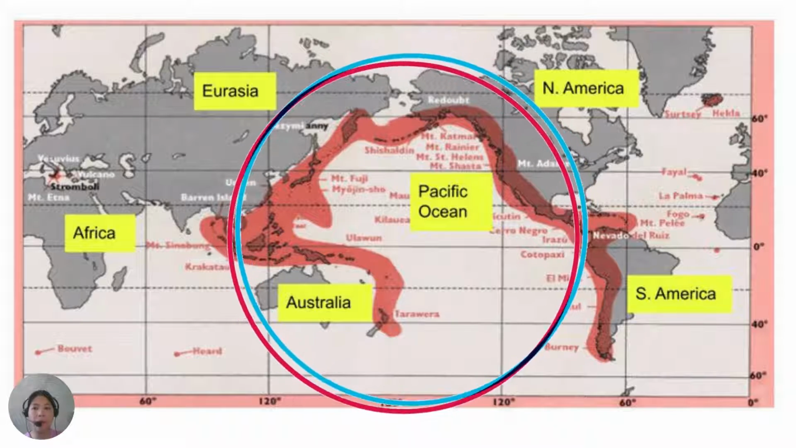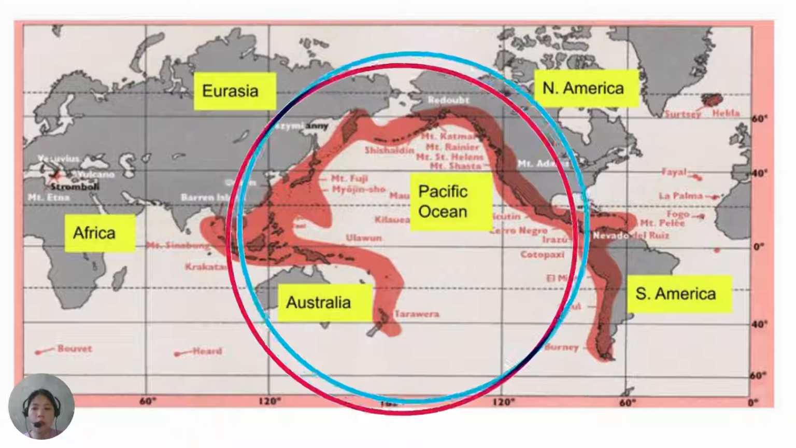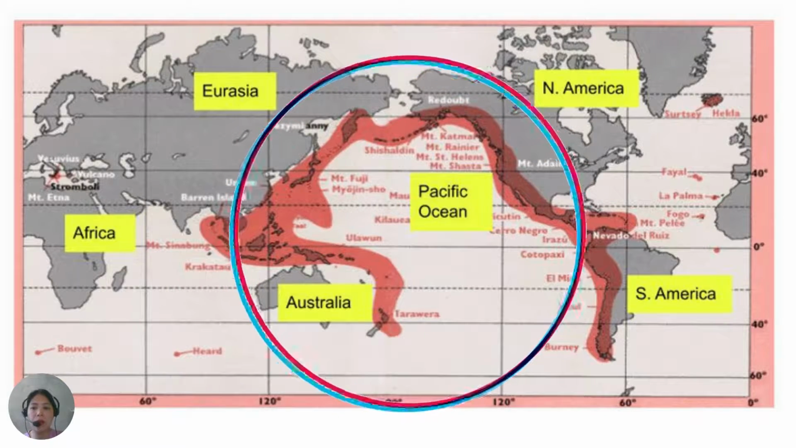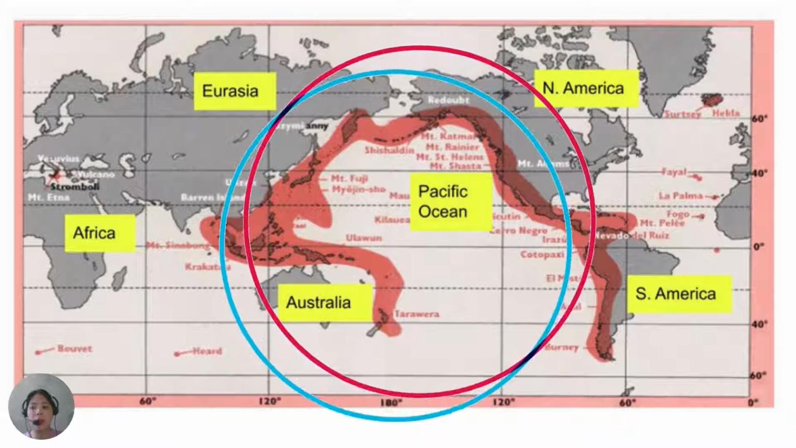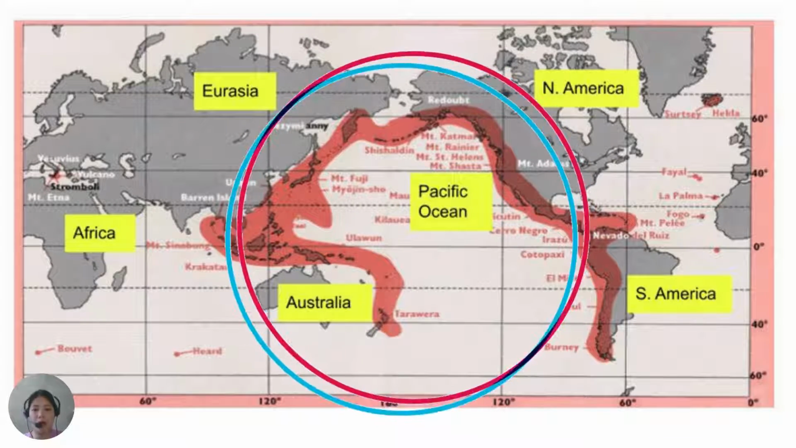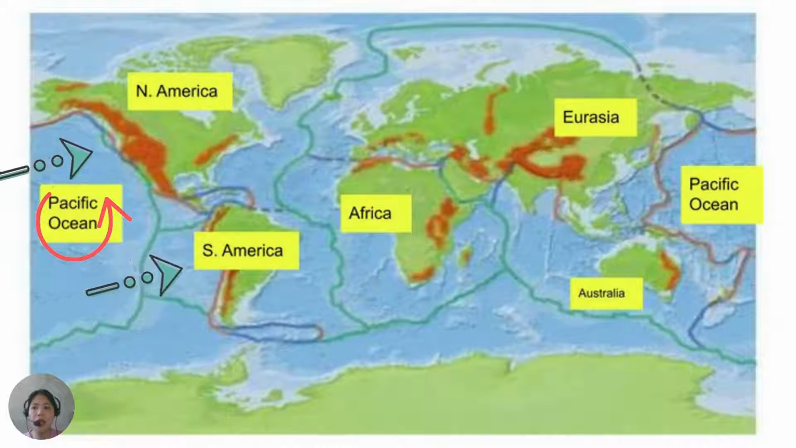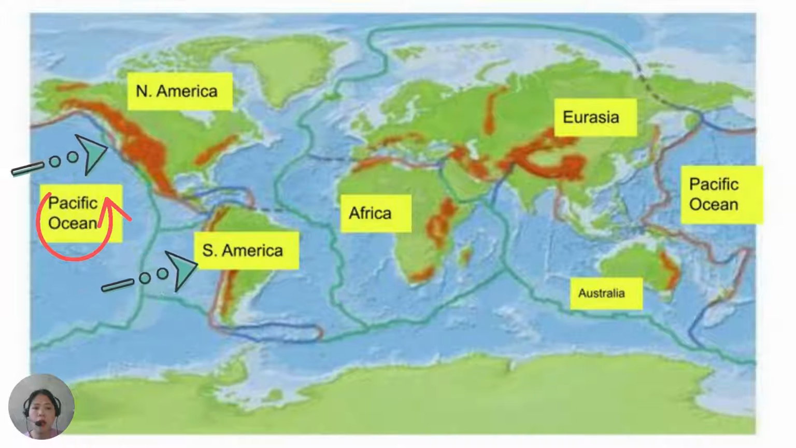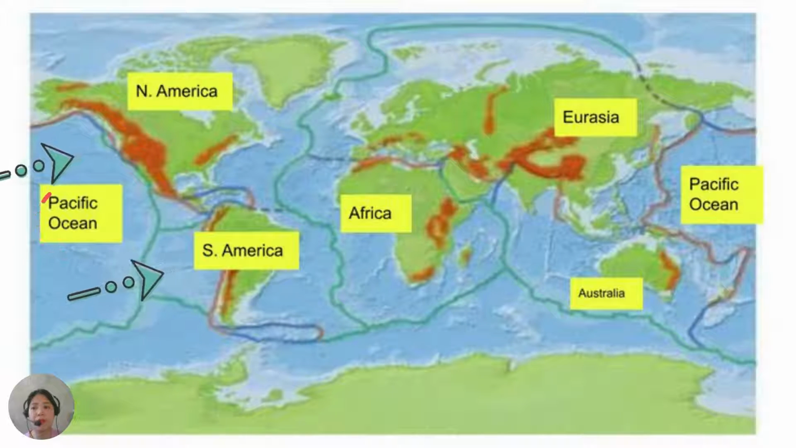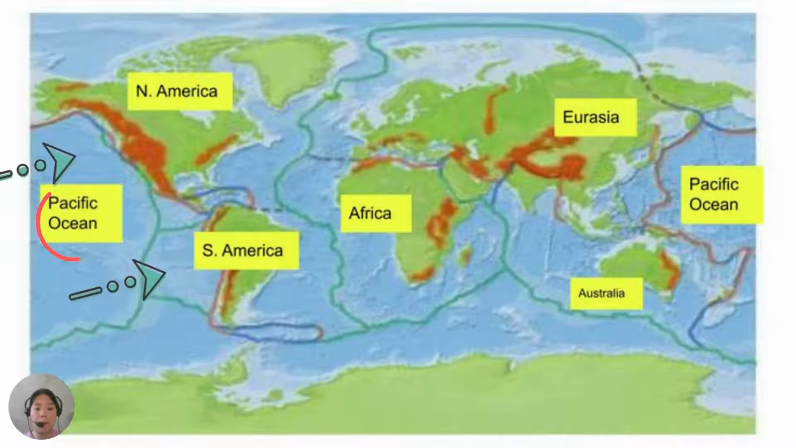This is the second map of major volcanoes, seen in red highlight. As we can see here, most of the volcanoes are found along the Pacific Ocean. That's why it is also called the Pacific Ring of Fire. This is the third map, of the mountain ranges in the world. Look at North America and South America, which are beside the Pacific Ocean or Pacific Plate.